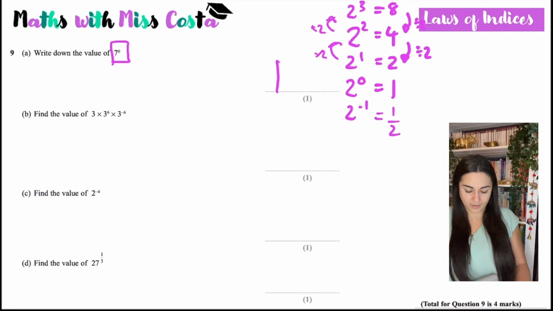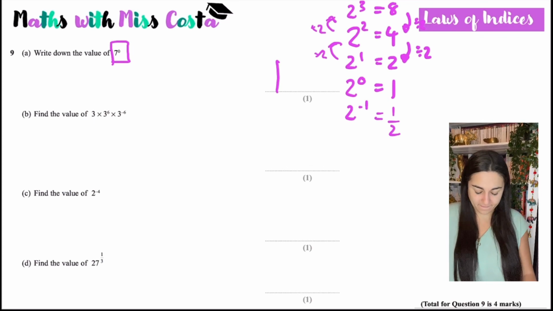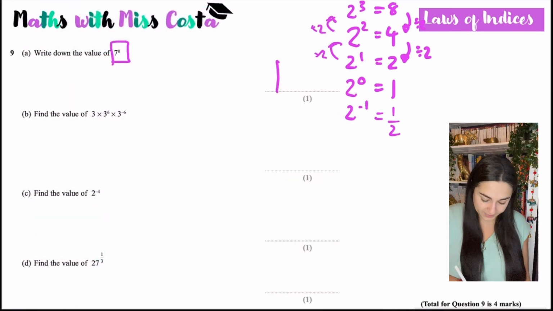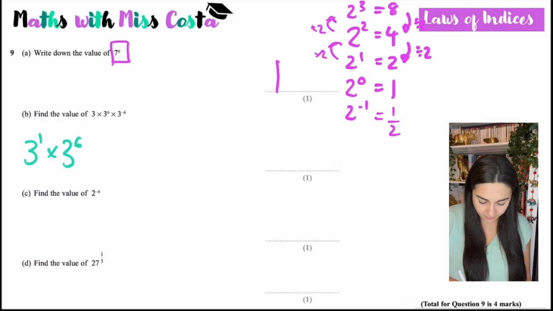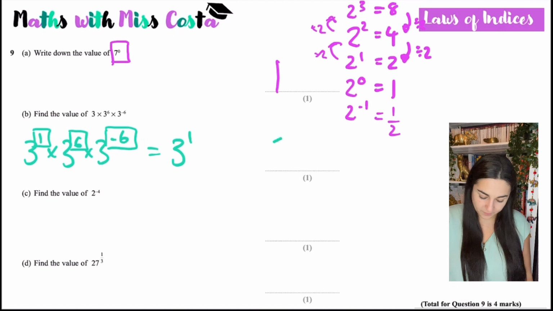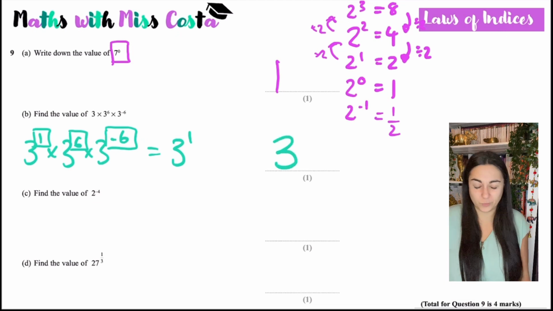Then we've got multiplying indices. So when we're multiplying indices, we just add the little powers. So 3, even though it doesn't have a little index number, we can write it as 3 to the power of 1, just to make life a little bit easier for ourselves. So what do we want to do? We want to add these little powers. So 1 plus 6 is 7, and 7 take 6 is 1. So your final answer would be 3 to the power of 1, and anything to the power of 1 is just itself. So that would just be 3. So hopefully you know the laws for multiplying indices, you just add the powers.